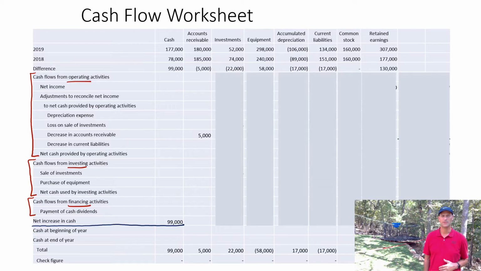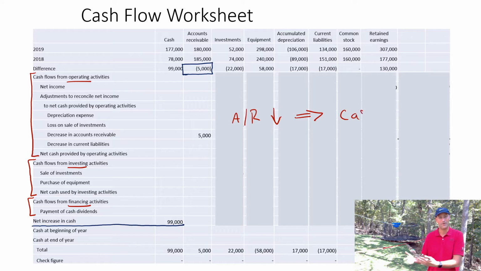Accounts receivable. So accounts receivable in the year, let's see, went down by $5,000. It went from $185,000 to $80,000. So accounts receivable went down by $5,000. Okay, so here's how we think about this. Accounts receivable went down. If accounts receivable goes down, what does that do to cash? Well, if your accounts receivable goes down, that means you collected that much more cash than you recorded in net income.